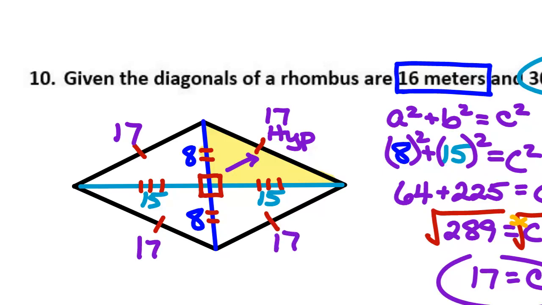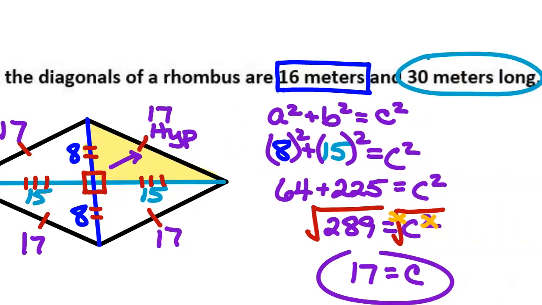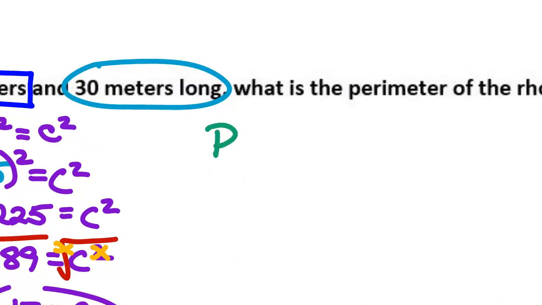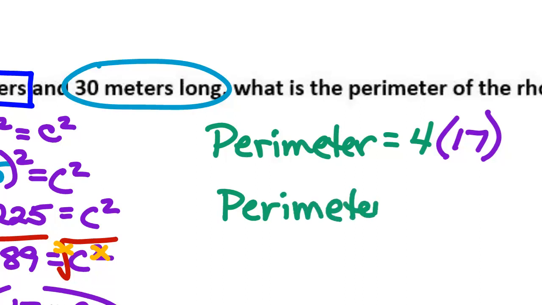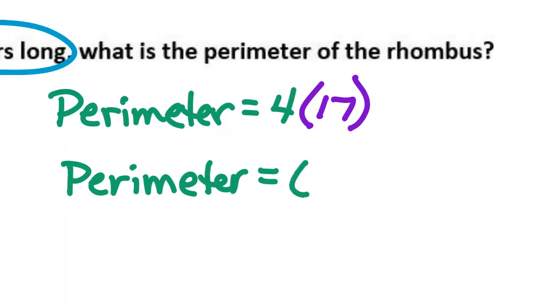And so to find the perimeter, we're going to add all four of those sides together, but they are all congruent. So I'm adding the same number 4 times, so I can do 4 times 17. And 4 times 17 gives me 68, so this would be 68 meters.